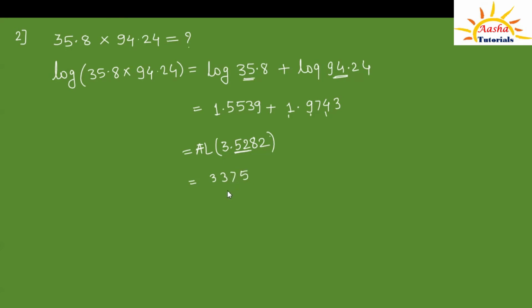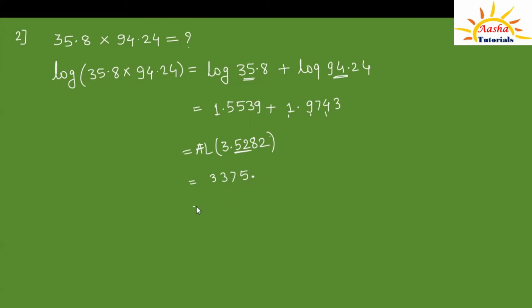So here the answer is 3375. Now here you see where we put the decimal point. Here the characteristic value is 3. If I add 1, we get positive 4. So I have to write the decimal point after 4 digits. So 1, 2, 3, 4. That means my answer of this product is 3375.